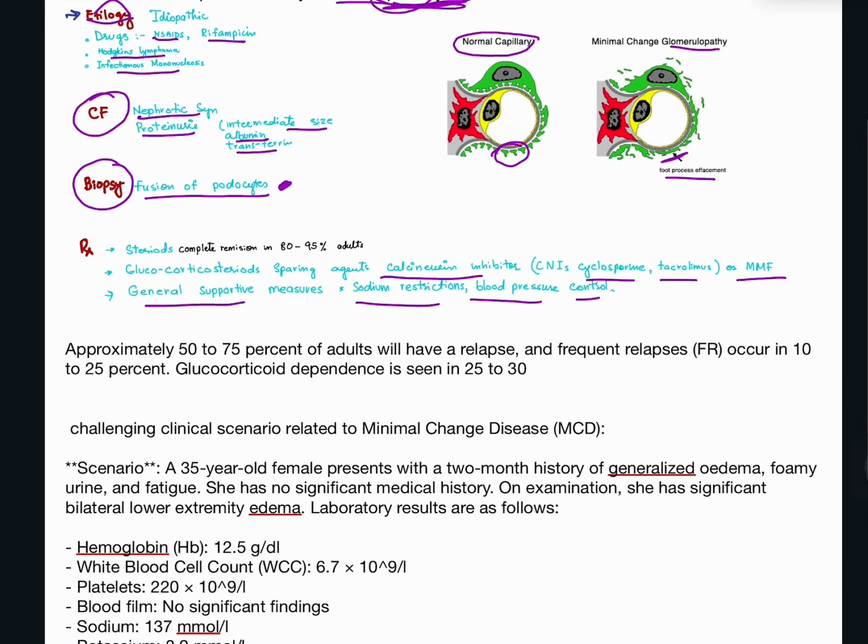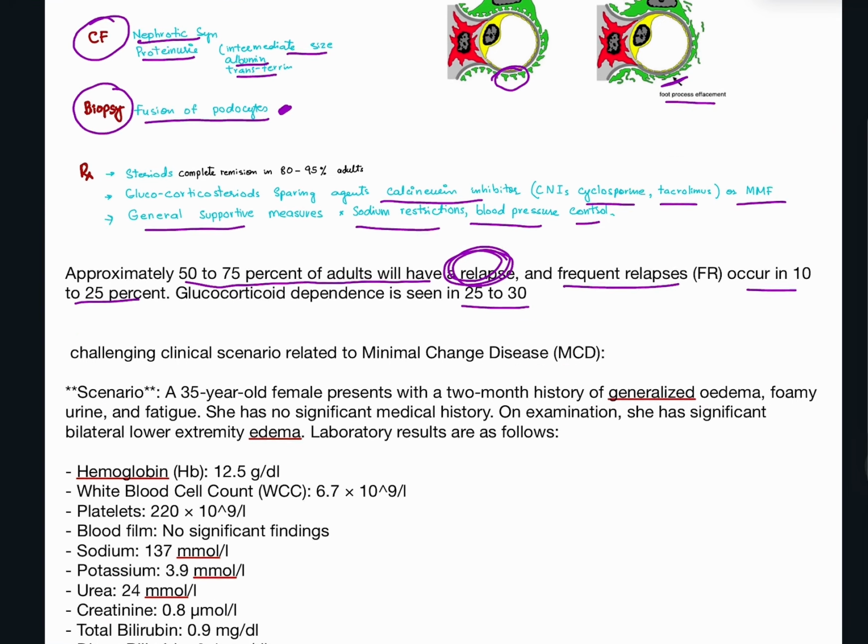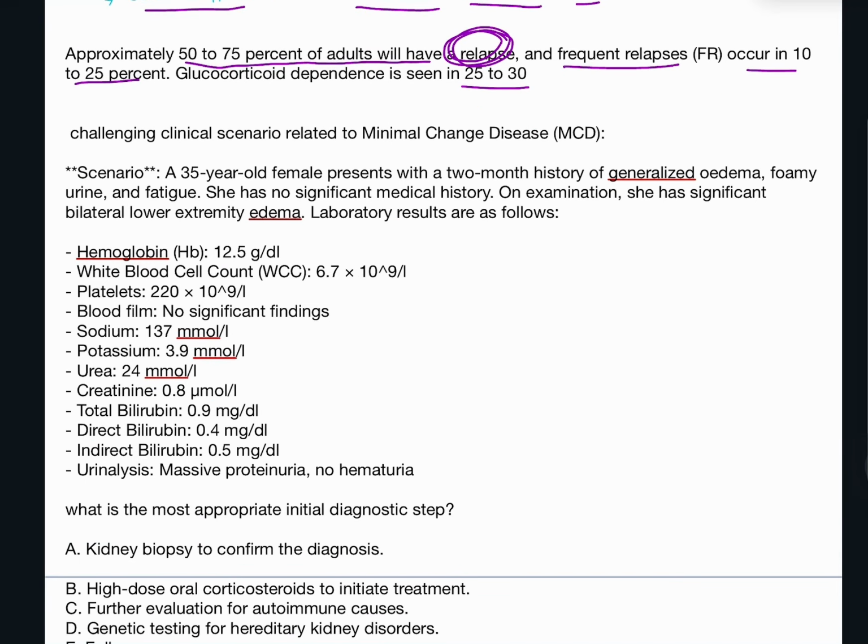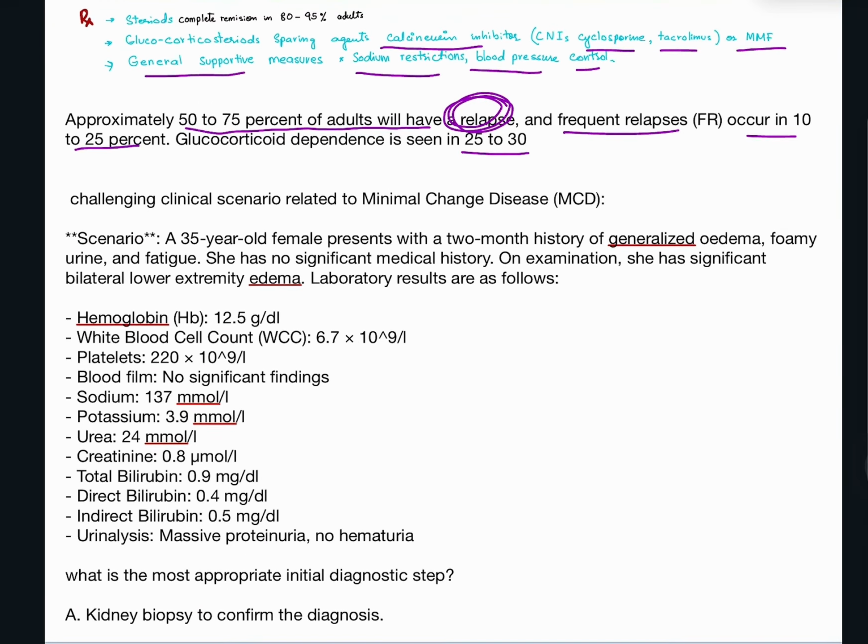Approximately 50 to 75% of adults will have a relapse, and frequent relapses can occur in 10 to 25% of the cases, and 25 to 30% of the patients might be dependent on the glucocorticoids. Let's solve one MCQ and see how we have learned.